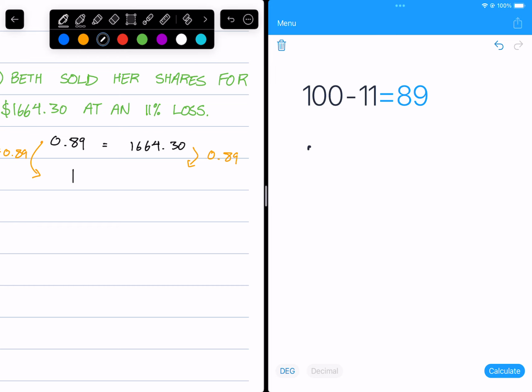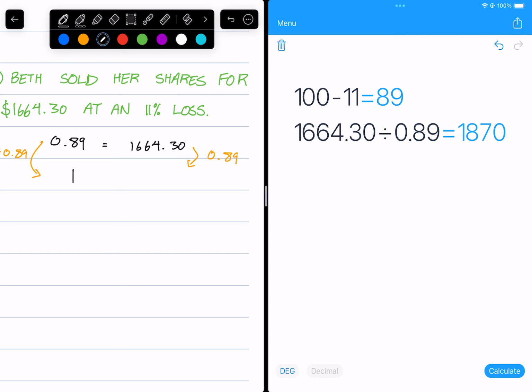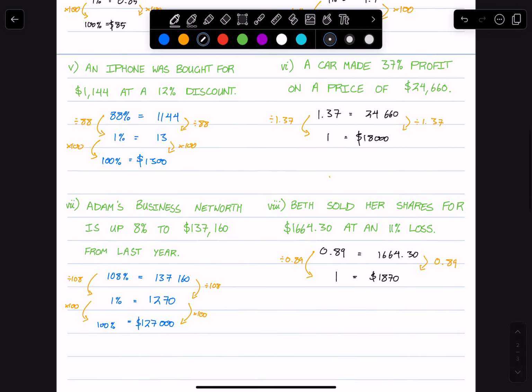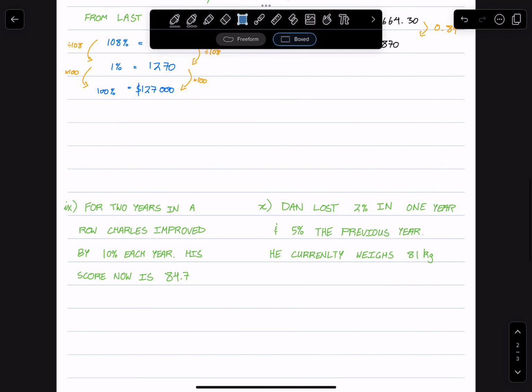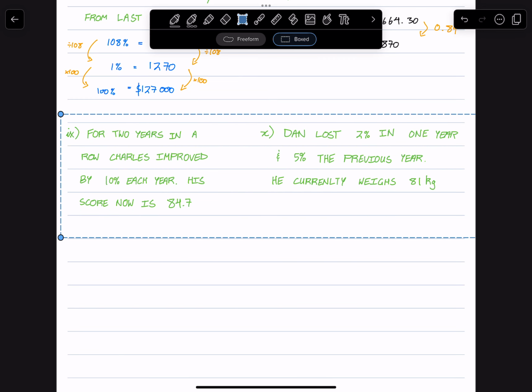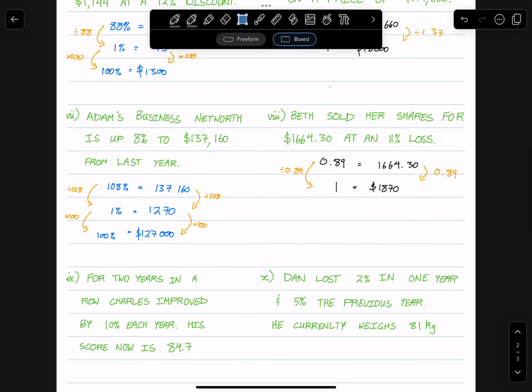And then from here, 166,430 divided by 0.89. The original amount is 1870. Once again, you can choose whichever method you prefer. You will get the same amount for each of them. All right, so let's do the last set of examples here.